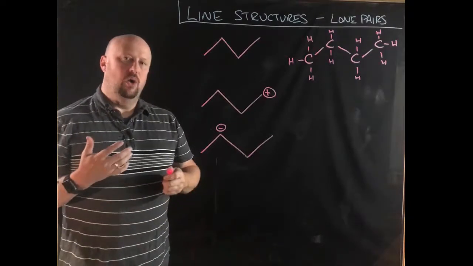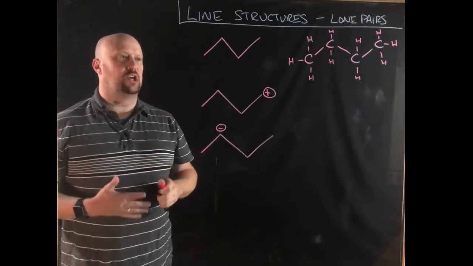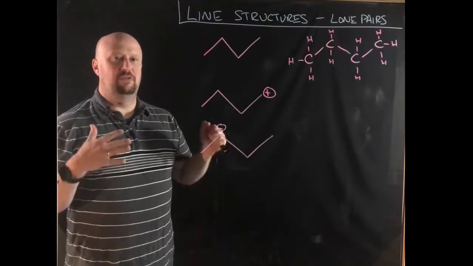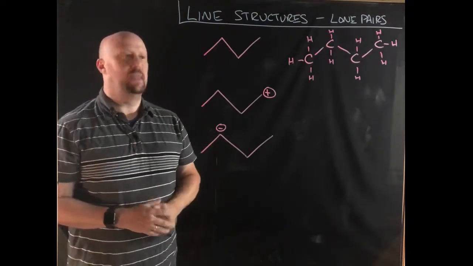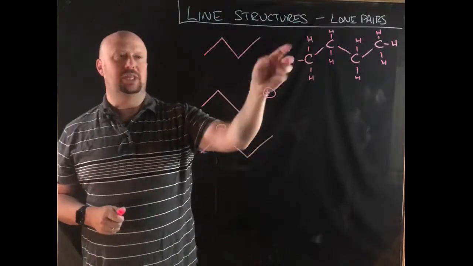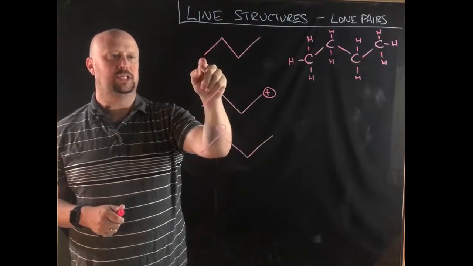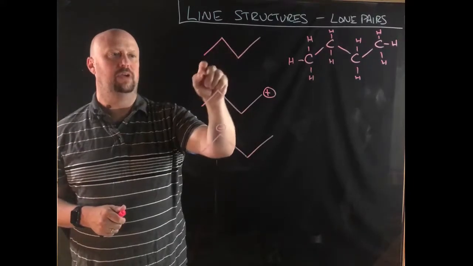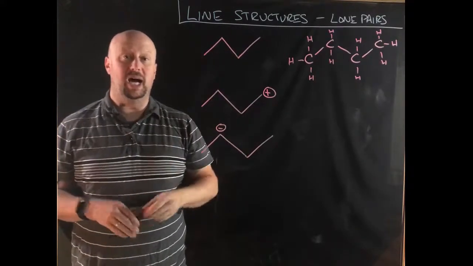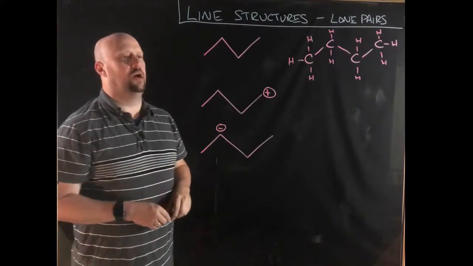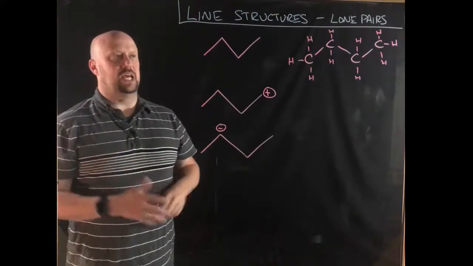Remember that the magic rule for line structures is that carbons have 4 bonds. So even without knowing anything else, I can look at the number of bonds on this carbon on the end, it has 1 bond there. That means that there are 3 hydrogens off of it also, because I need those 3 hydrogens to add up to 4 bonds.